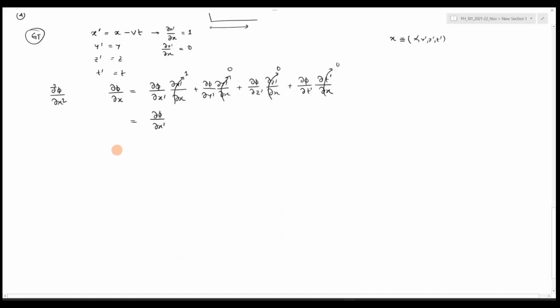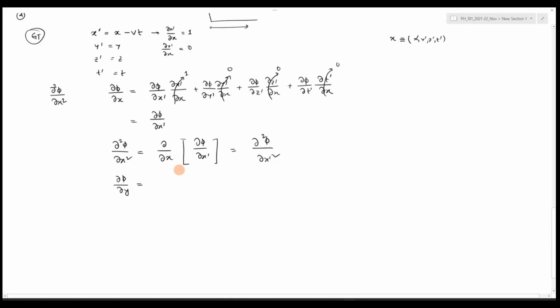Next, same thing if you do d²phi by dx², what we have to do is d by dx of d phi by dx prime. Now similarly if we do, it will come out to be equal to the same thing, d²phi by dx prime squared. Everyone agrees till here? Yes, Bhaiya. Okay, good.